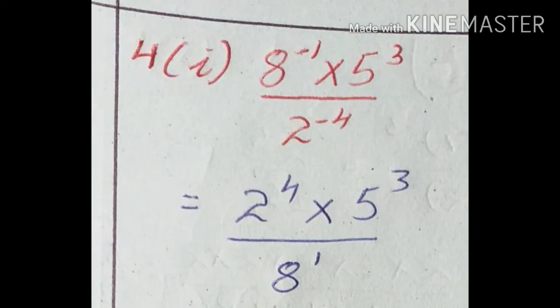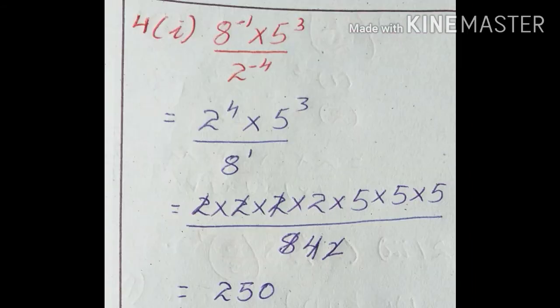Question 4, number 1: we have 8 to the power minus 1 into 5 cube divided by 2 to the power minus 4. Here also the same thing. If there is a minus power, change the place and the minus will vanish. Clear? Here, taking 2 to the power minus 4 upward, it becomes 2 to the power 4 into 5 cube. This power is positive, so keep it here only. Divided by 8 to the power minus 1, which is upside; to make its minus vanish you have to shift it downside.